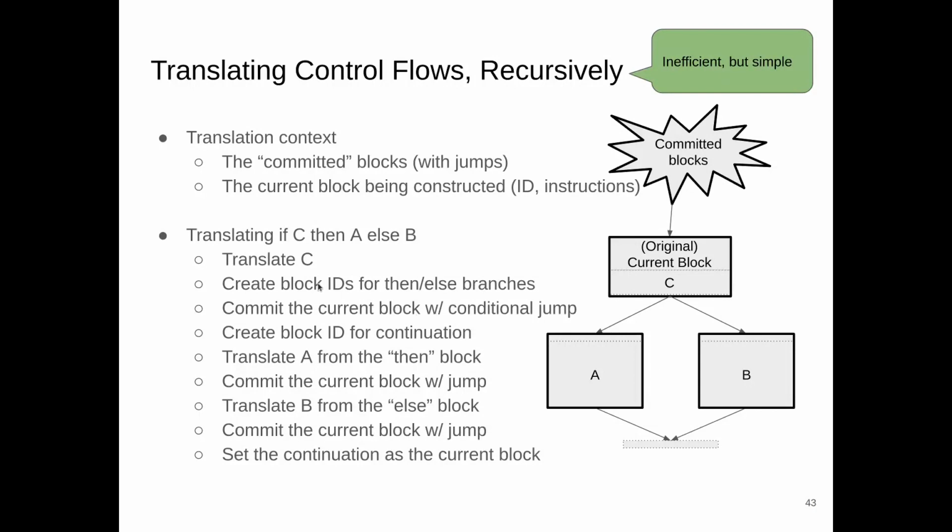Now, after translating this if C then A else B statement, we are going to continue the translation using this continuation block as the current block. It is the new current block. So after this statement, if there is another statement, for example x here, then it is going to be translated into after this current block. That's basically the design here. So in this way, we can translate control flows in the C statements into control flow graphs.